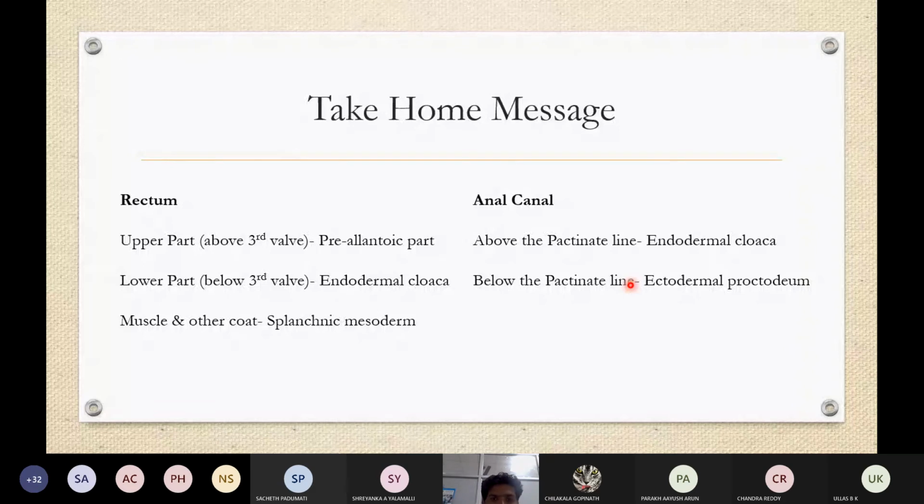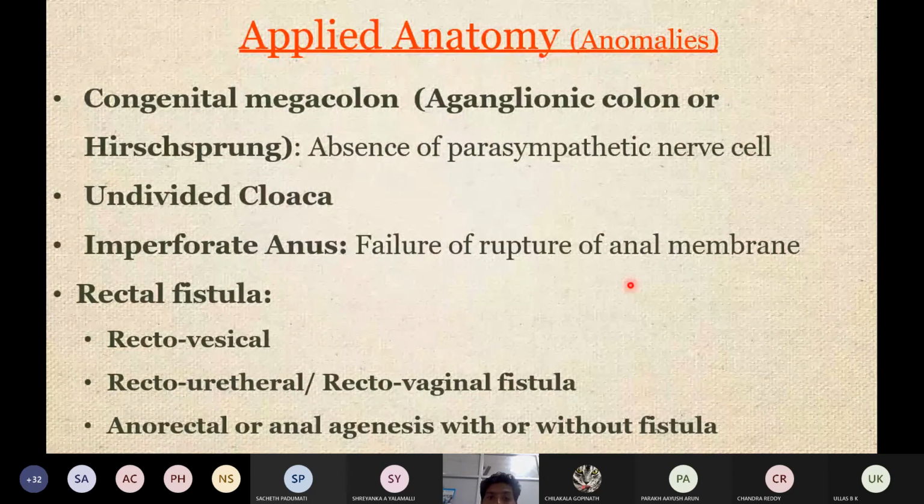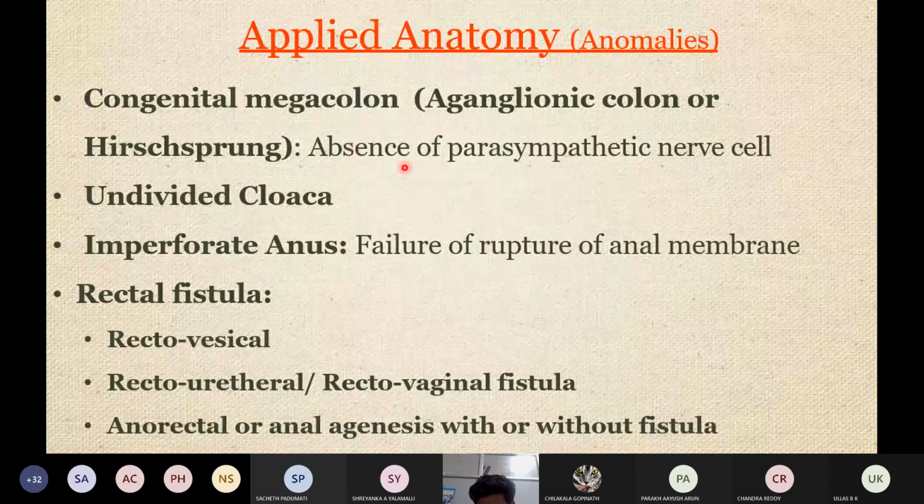Finally, coming to the anomalies of the developing hindgut. The first one is the congenital megacolon, also called aganglionic colon, also called Hirschsprung's disease. Listen carefully, there will be an absence of parasympathetic nerve cells in the lower part of the hindgut, the colon.